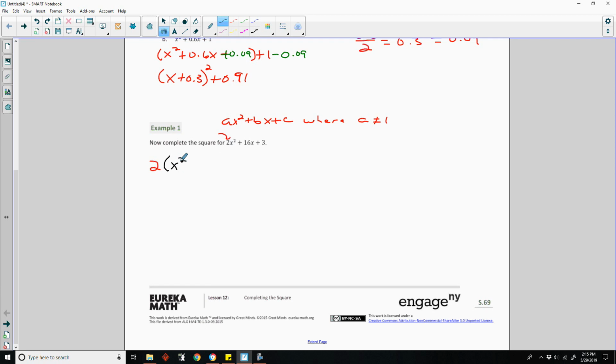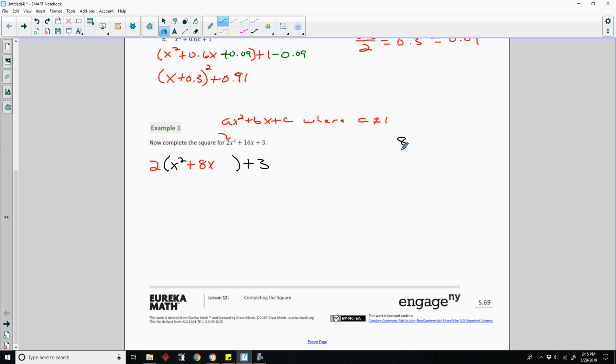So this is going to be 2 times x squared, and then it's going to be plus, and since I factored out a 2 from the x terms, I'm going to take 16x divided by 2 and get 8x. Okay, but I don't divide the constant by 2. That's not part of our perfect square. So it's still going to be plus 3 outside. So I have 2 times x squared plus 8x, because if I distribute this, I get 2x squared plus 16x and then plus 3.